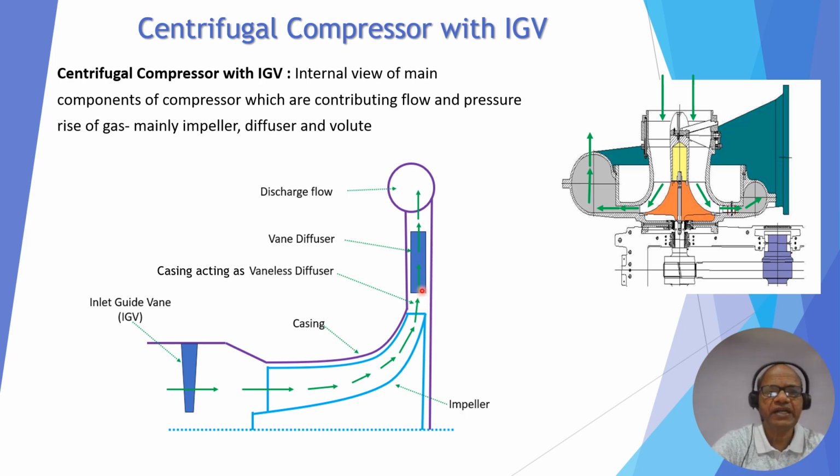Then it comes to a vane diffuser, where again the velocity decreases, and then finally it comes to the casing and discharges out. The same thing is shown here. There is an inlet guide vane, then it enters the impeller eye, then comes out at the impeller outlet, then there is a space called vaneless, then it goes to the vane diffuser, and finally goes to the casing outlet.